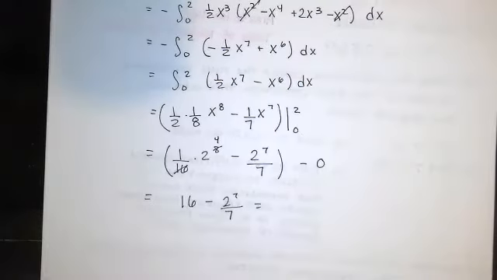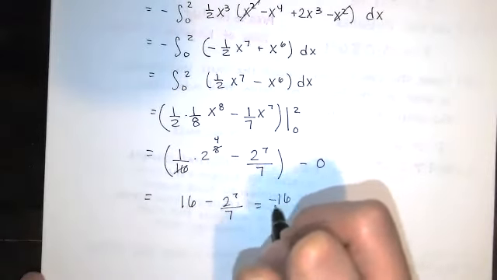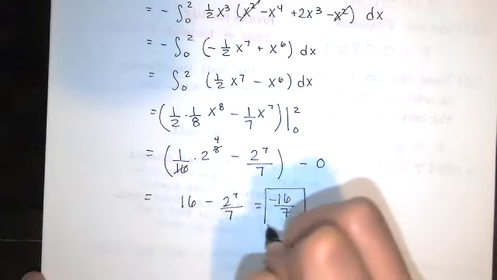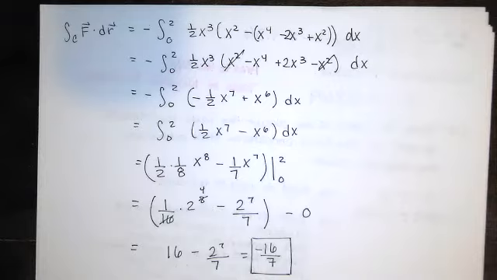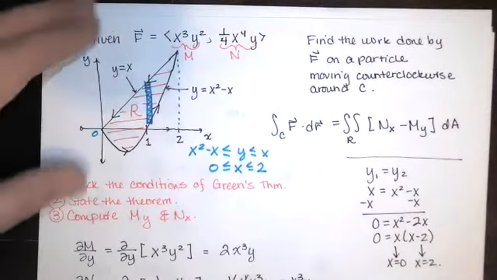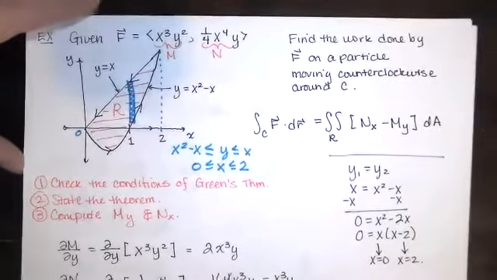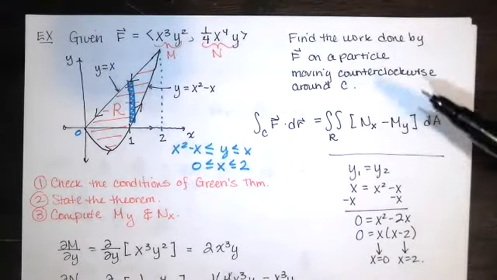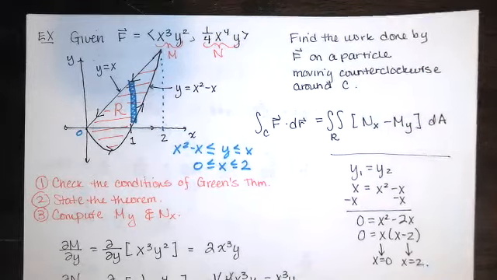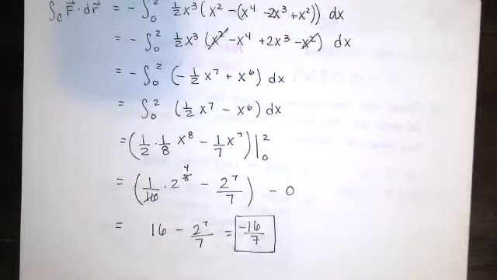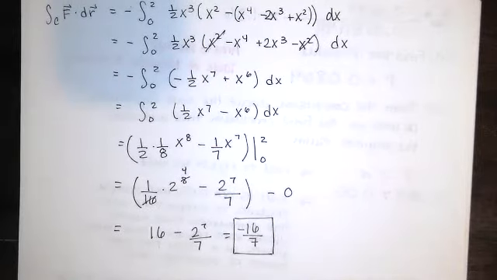Okay, so we get -16 over 7. Okay, so that is the value of our line integral. Let's go back. Let's find the work done by the field on the particle moving counterclockwise around C. Well, depending on what these dimensions are, looks like the work was -16 over 7. So I guess the field is not doing work on the particle. The particle must be doing work on the surroundings instead.